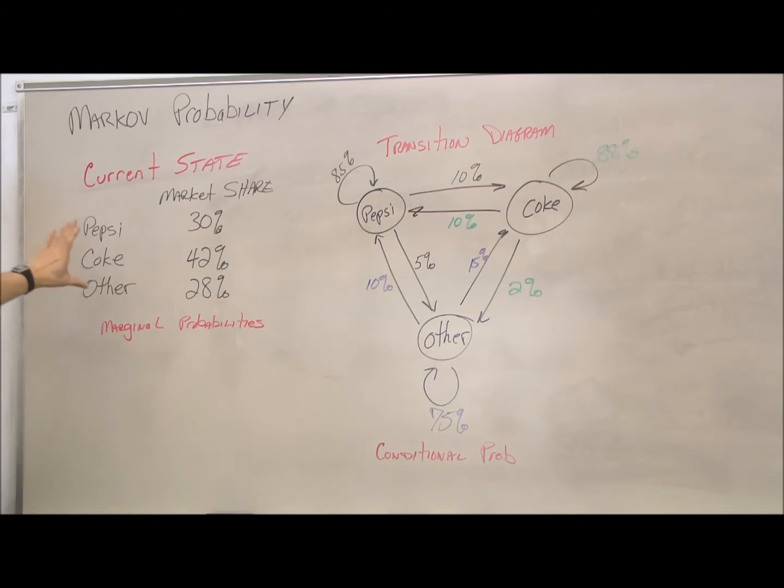So when we say the current state, for our three competitors, Pepsi, Coke, and other could be like the Dr. Pepper, the Schweppes, the Sam's Club brand, all combined together. This is about what the market share does look like. These are marginal probabilities. All right, so that's our current market share.